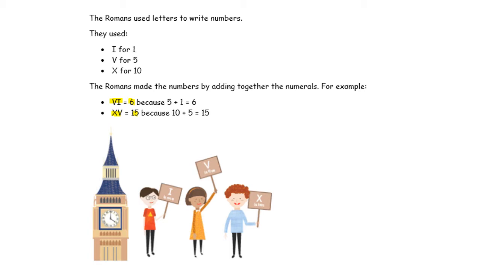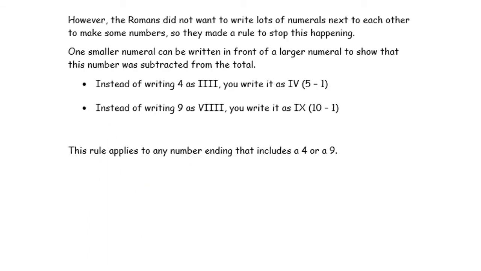However, there were some different rules. The Romans didn't want to write lots of numerals next to each other to make a number, so they made a rule to stop this from happening. One smaller numeral can be written in front of a larger numeral to show that that number was subtracted from the total. This always happens with numbers that have 4s and 9s in them. Let me show you some examples.